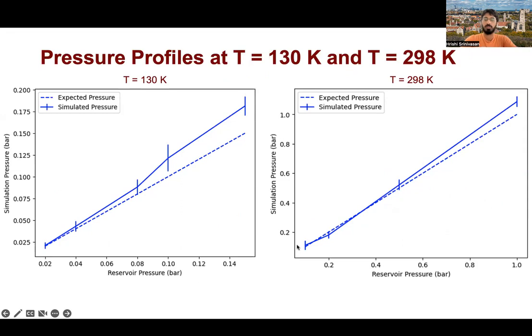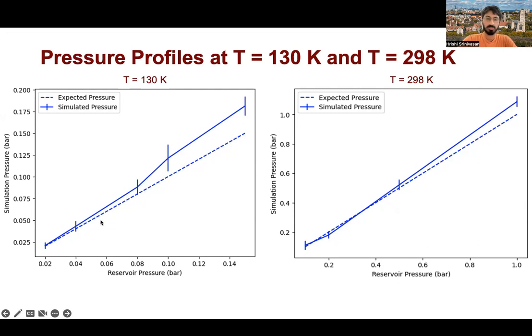I also screened a variety of different temperatures and pressures to see what I could simulate my system at. On the leftmost plot is the simulated pressure versus the reservoir pressure at 130 Kelvin, which is just below the critical temperature of argon. The right plot is the simulated pressure versus the reservoir pressure at room temperature. The dashed line represents what I expect based on what I've input to the system, and the solid line is the simulated pressure.